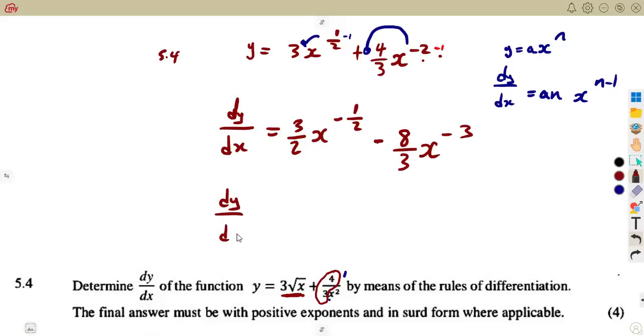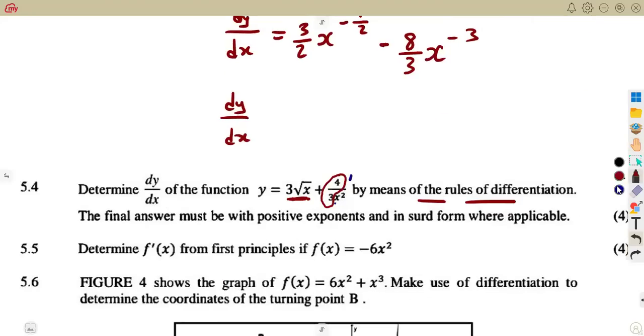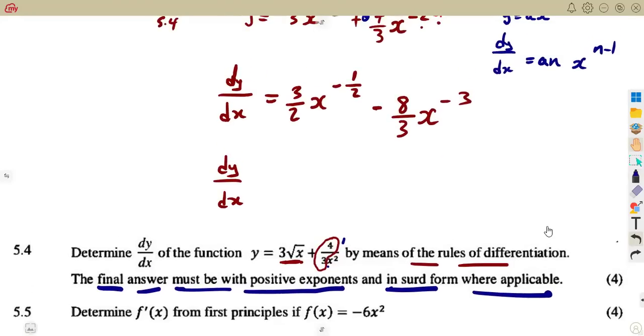So if you consider, they said, by means of the rules of differentiation, but they did not end there. They mentioned that the final answer must be with positive exponents, and in surd form where applicable. So let's start with the positive exponents.